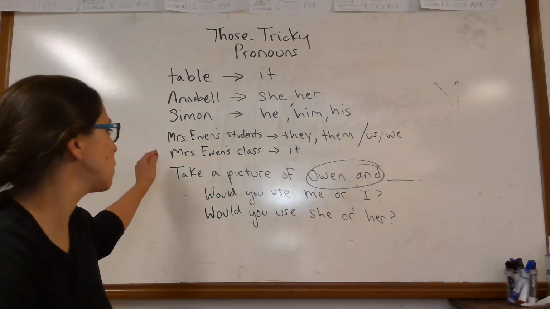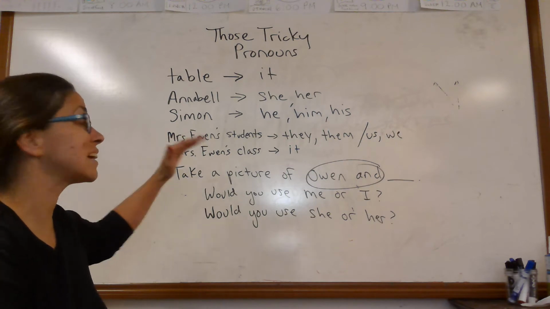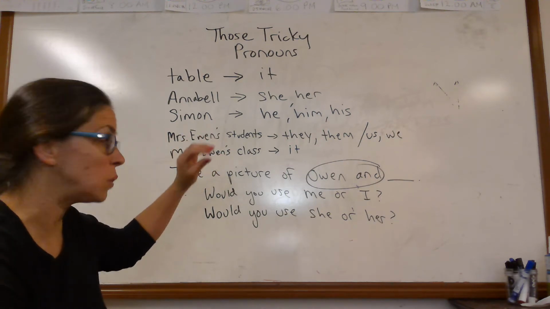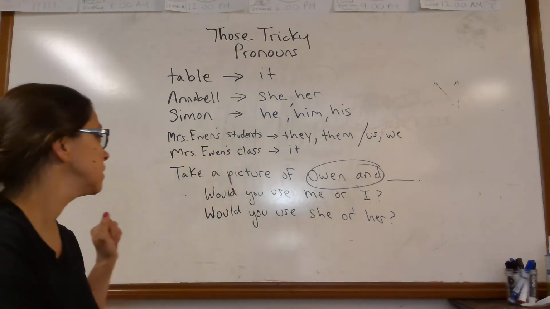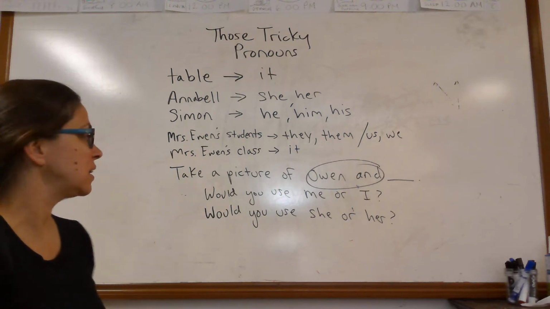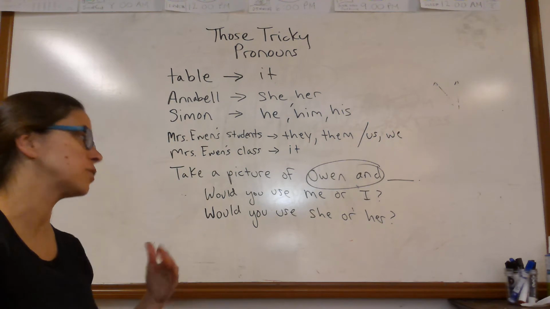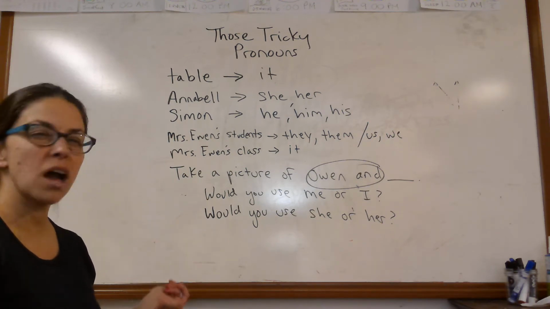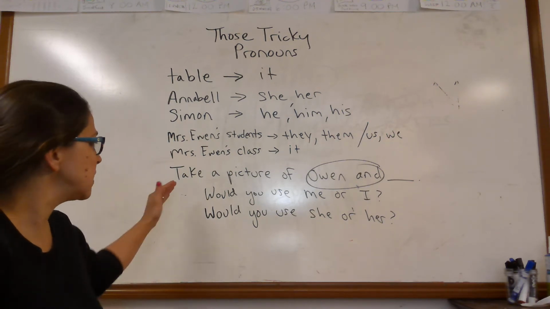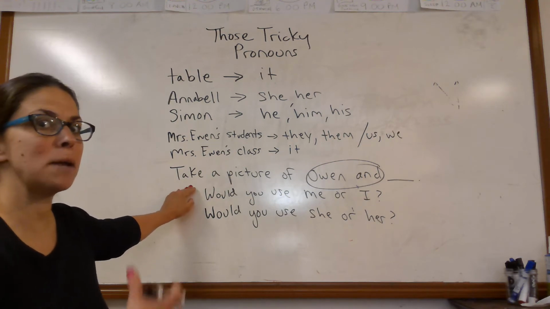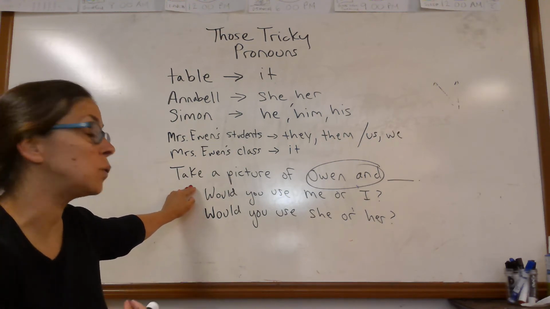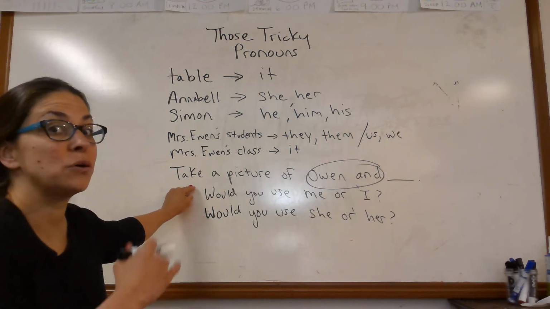And then if you are talking about just Miss Ewan's class as a unit, as a whole, you might say it. But then this is where they get tricky. It's when you have to decide whether to use me or I or she or her. So we talked earlier about these tricky sentences where it's take a picture of Owen in blank. Are we going to say me or I? Are we going to say she or her?